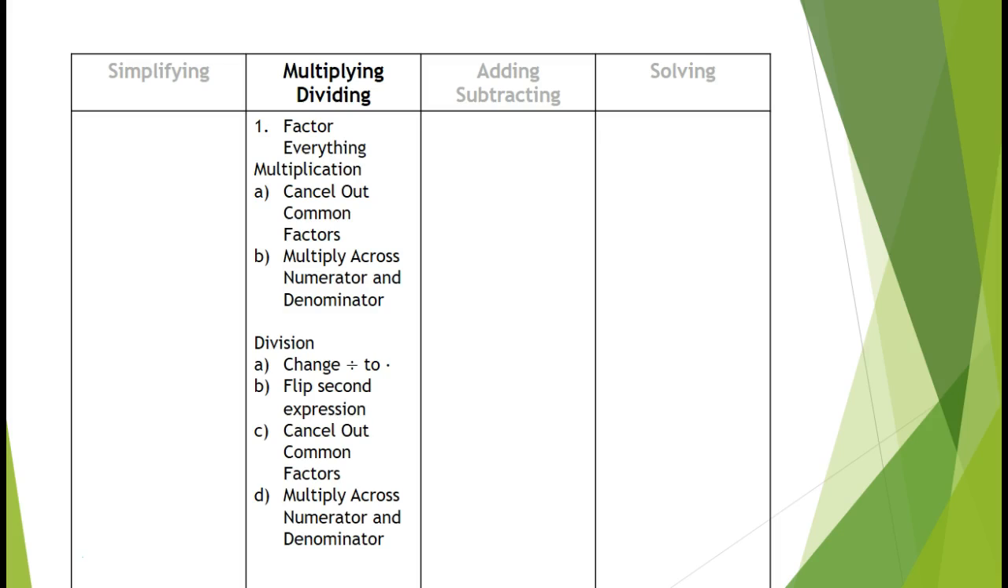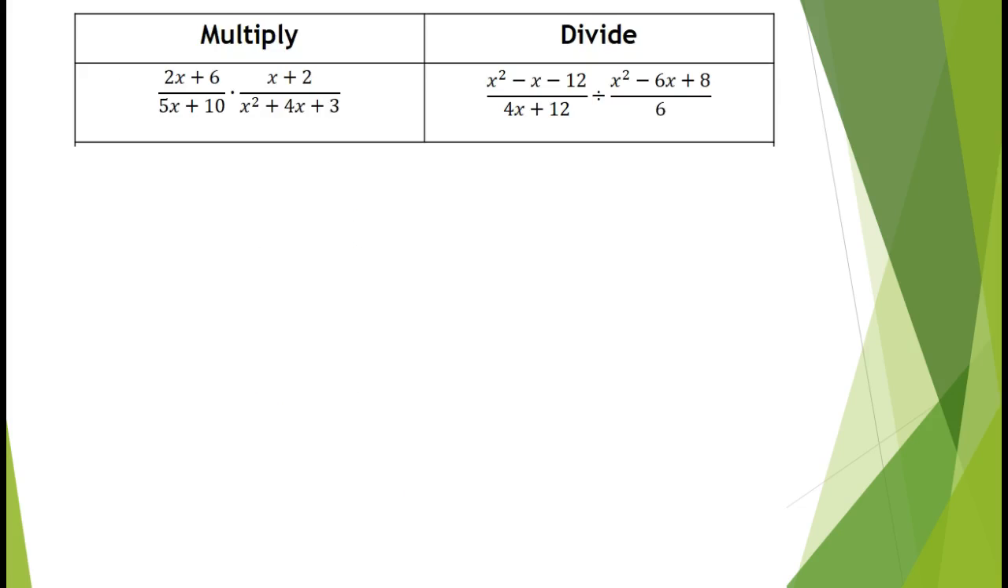With division, there is an extra step. You leave the first expression as is. You change the division to multiplication. You flip the second expression, and at that point, you have a multiplication problem. So you cancel out common factors and multiply across the numerator and the denominator. Let's look at an example.